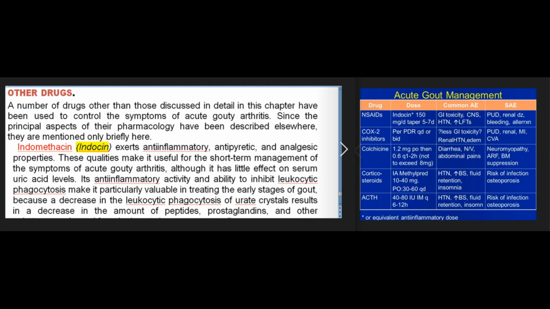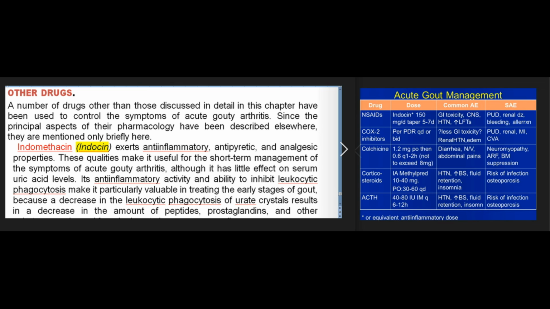Other drugs. A number of drugs other than those discussed in detail in this chapter have been used to control the symptoms of acute gouty arthritis. Since the principal aspects of their pharmacology have been described elsewhere, they are mentioned only briefly here. Indomethacin, Indocin, exerts anti-inflammatory, antipyretic, and analgesic properties. These qualities make it useful for the short-term management of the symptoms of acute gouty arthritis, although it has little effect on serum uric acid levels.